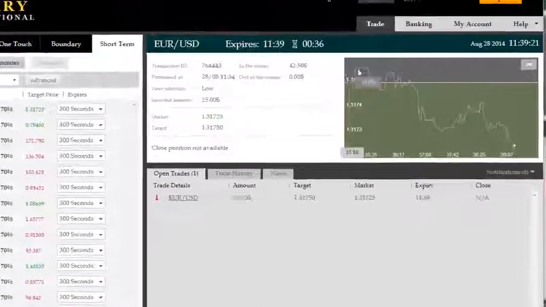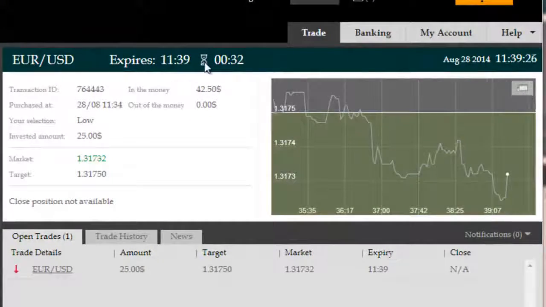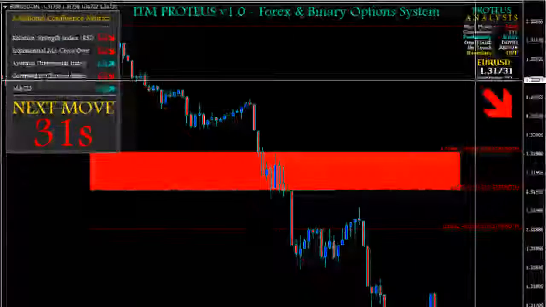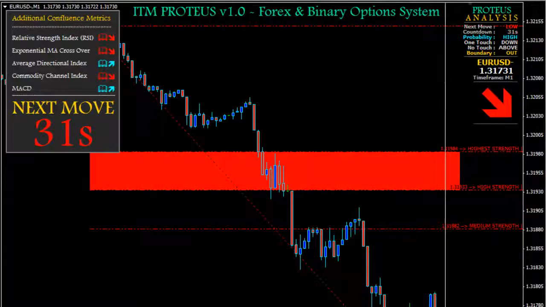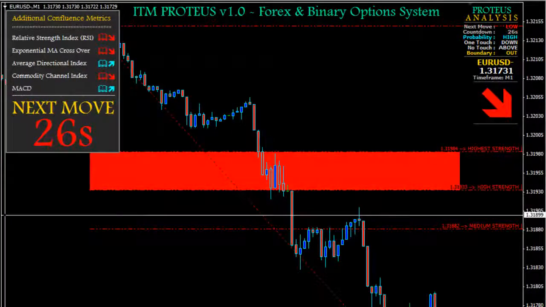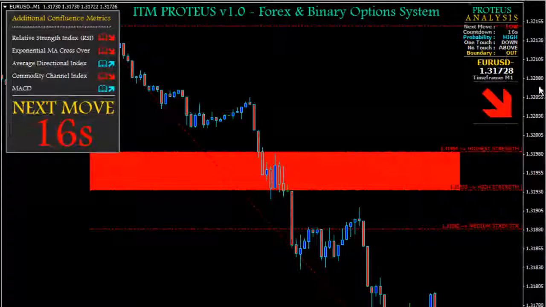All right, we're back with roughly 35 odd seconds remaining on this trade, which has gone through in the intended direction and is due to expire in the money here. Once again, there was confluence in both leading and lagging indicators presented by ITM Proteus. On the right-hand side, the leading indicator Proteus was suggesting a low direction with a high probability of success. On the left-hand panel, there were 3 out of 5 agreements on the lagging indicator side. So everything was agreeing with a short side move.